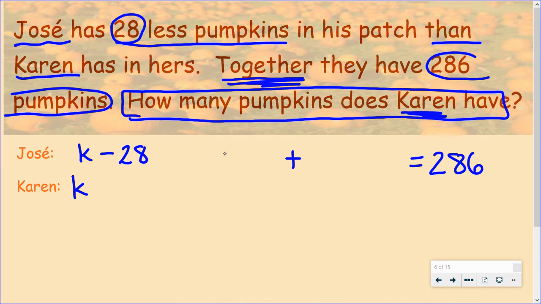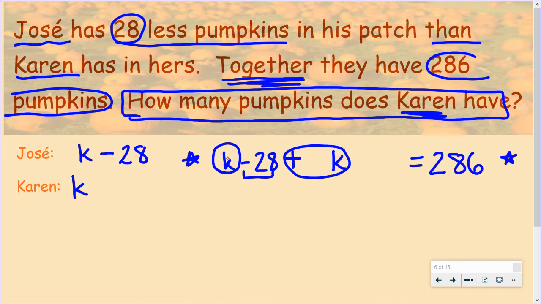So what do we know about Jose? K minus 28. What do we know about Karen? K. And I think, folks, that is the toughest part of the problem. Taking the verbal sentence and turning it into an algebraic sentence, taking the words and making it into the math. From here, we can pretty quickly see that we have some like terms that can be simplified on that left side. If it helps, you're welcome to write in a 1. Totally up to you.